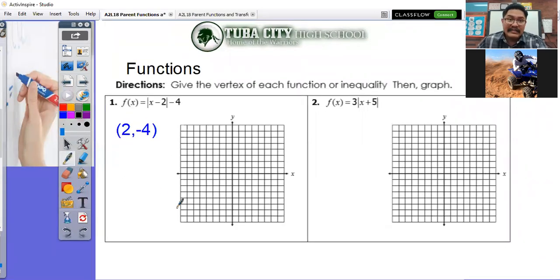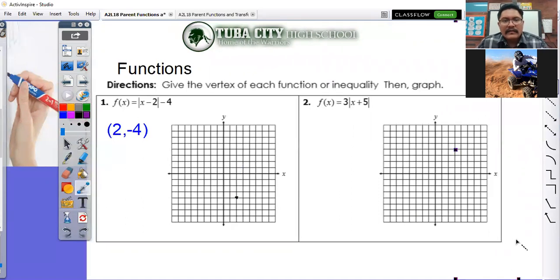And we're already halfway done. Well, maybe a third of the way done. Over 2, down 4 is where this graph's vertex is. And again, that vertex is the turning point for the graph. Now, just like graphing linear functions, think of this as our y-intercept. This is where the graph begins.